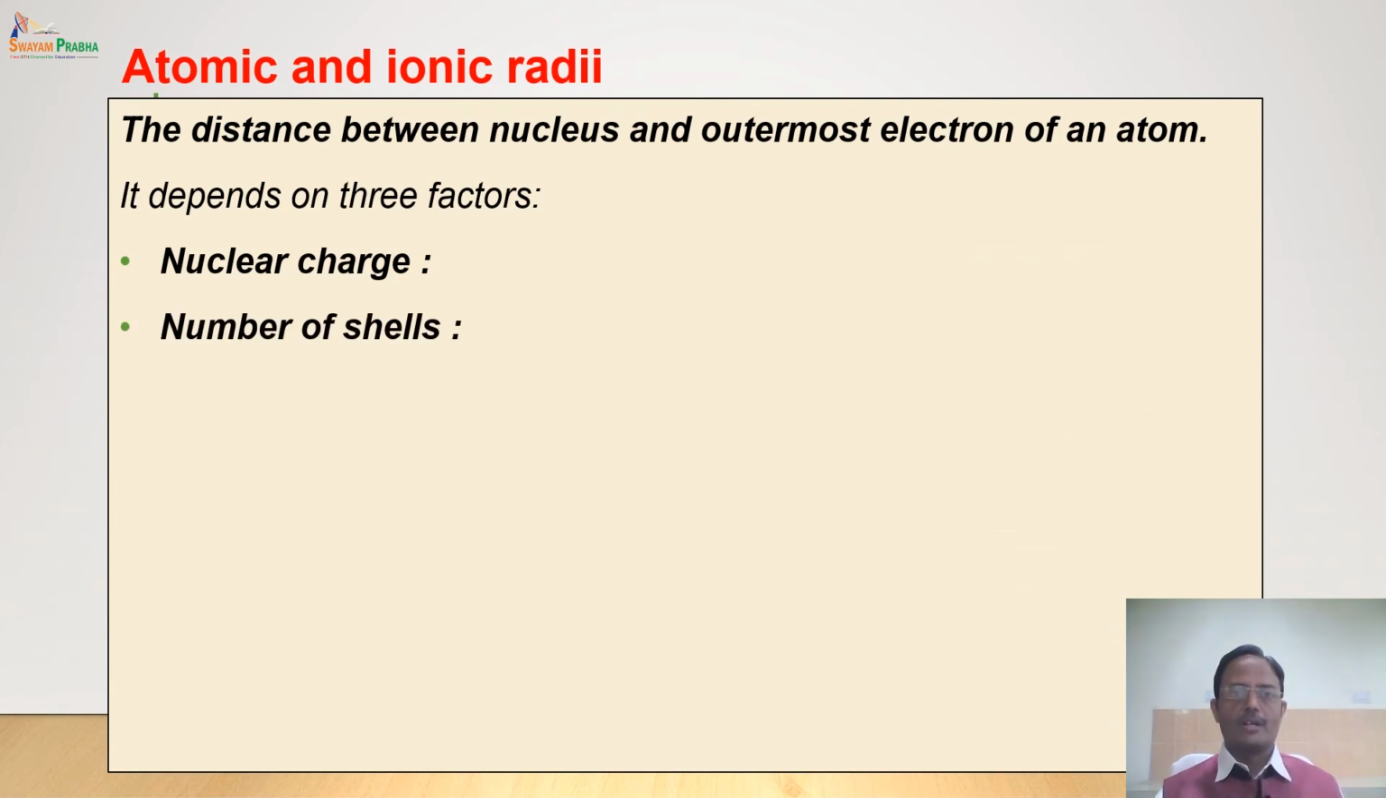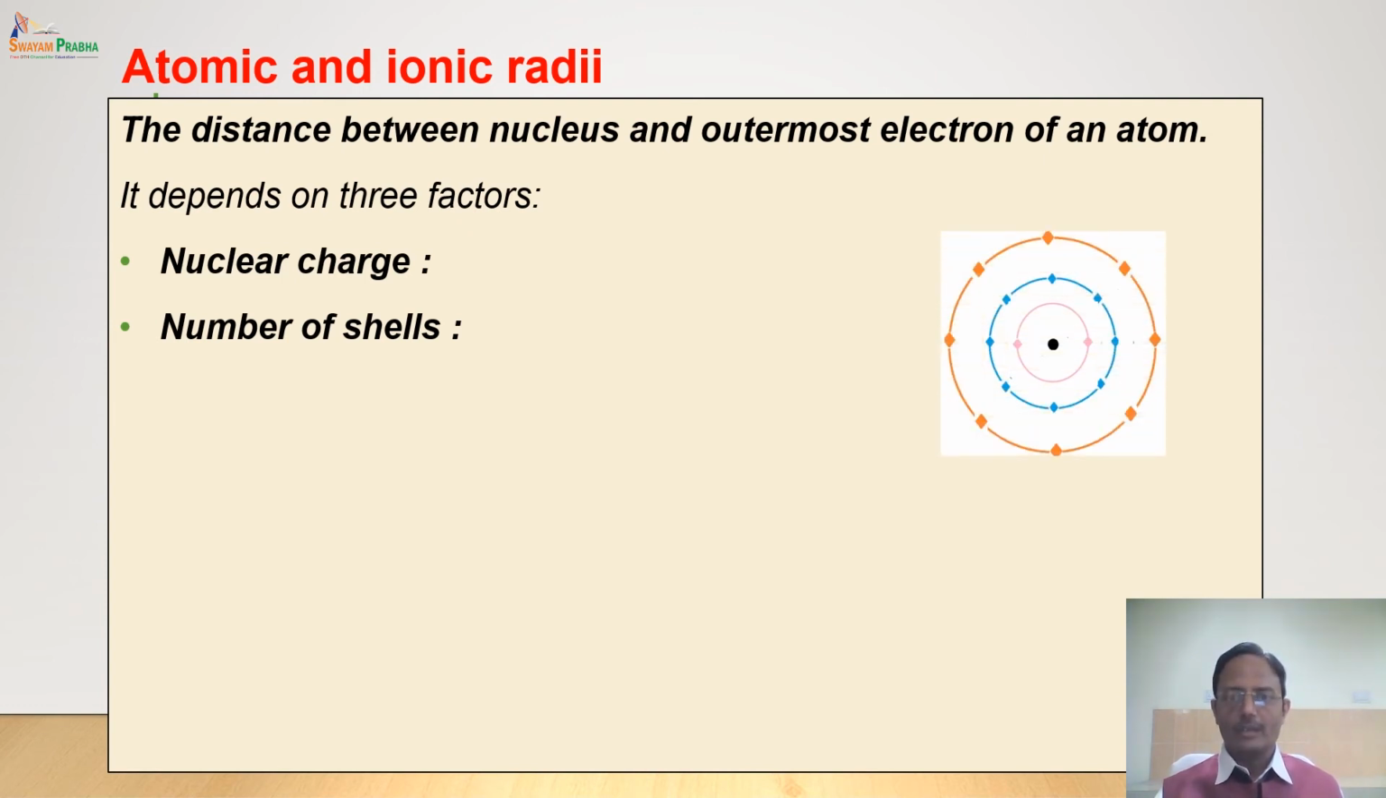Second factor which governs the atomic radius is the number of shells. If you have an atom with 1 shell, then 2 shells, then 3 shells, we know as the number of shells are increasing, the atomic radius is definitely going to increase quite obviously.